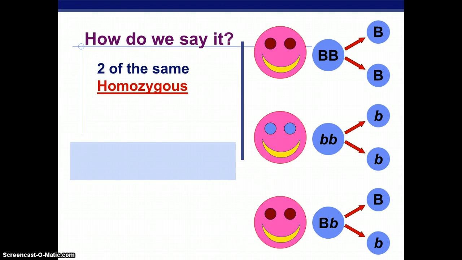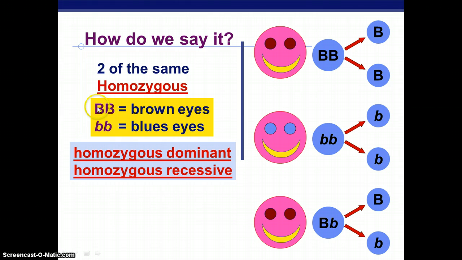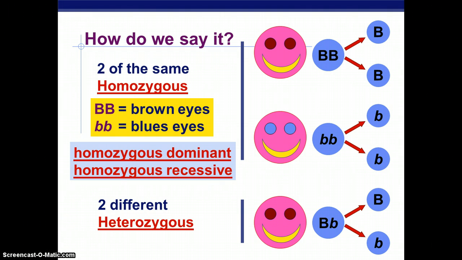So this should be a little bit of a review. If we have 2 of the same letters, so big B or little b, we call that homozygous. For homozygous dominant, we are talking about the big B. Homozygous recessive is little b. So that means they have the same dominant allele or the same recessive allele. Here, we're talking about 2 different alleles. This will be heterozygous.